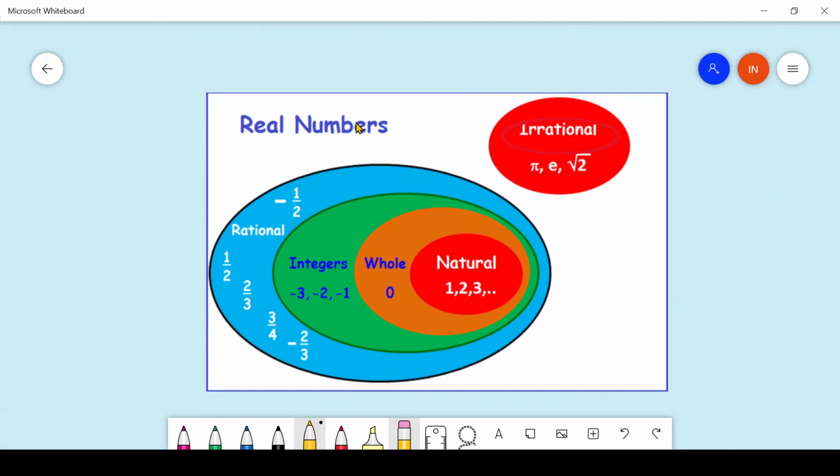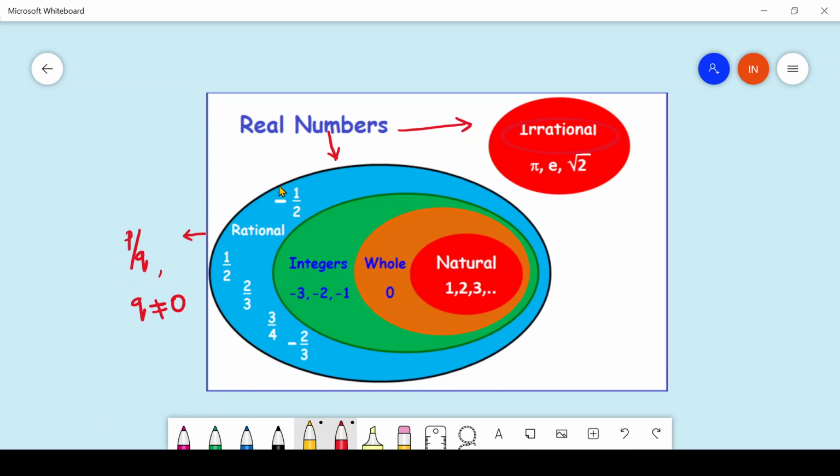Okay, so real numbers, you can see here, are a combination of rational as well as irrational numbers. Rational numbers are given with the examples negative 1 by 2, 1 by 2, 2 by 3, etc. You have already learned about rational numbers in the previous class, in grade 9. So let us see what a rational number is. You can see all these numbers are in the form of a fraction, right? So rational numbers are numbers of the form p by q, and one condition is that q should not be equal to 0. That means the denominator should not be equal to 0.